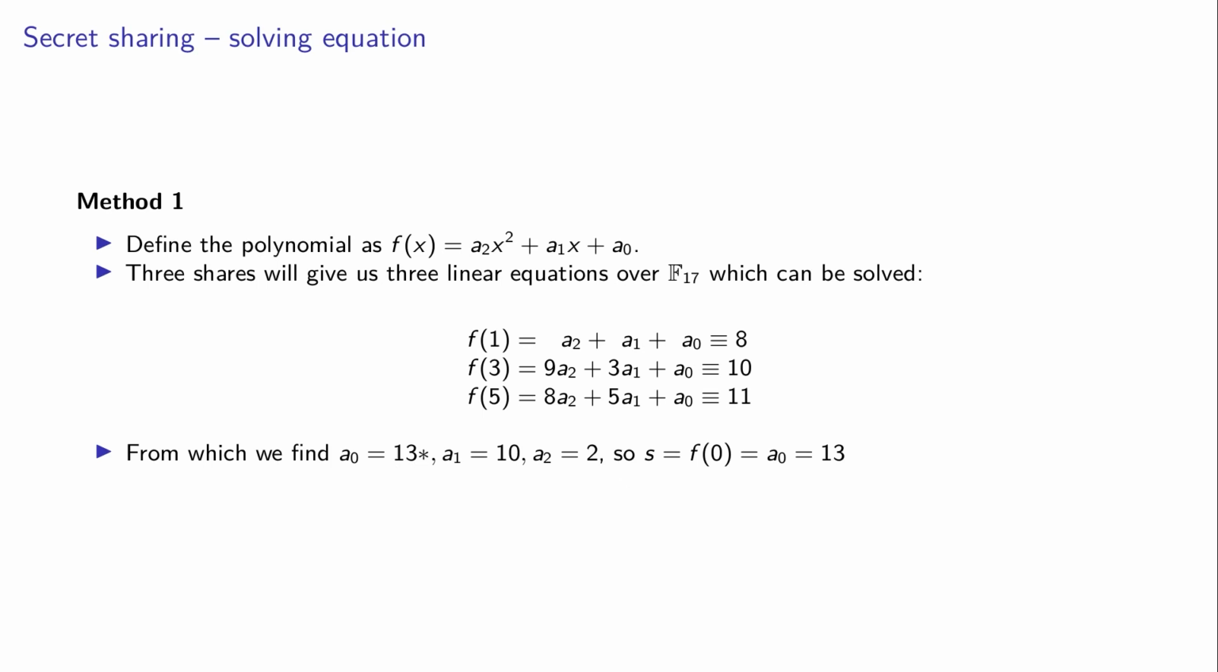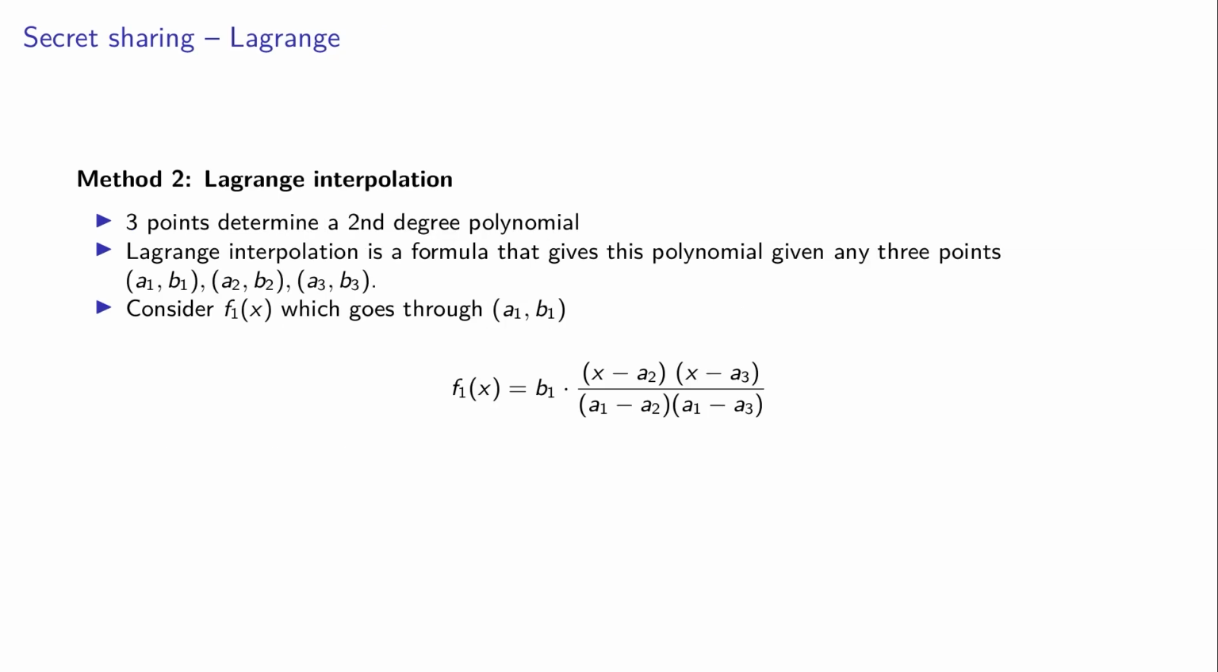Okay, so this is one method. There's another method which is very interesting, which is called interpolation by Lagrange. Lagrange interpolation gives us a ready formula for computing the unique polynomial that goes through 3 given points. In our example, it's 3.